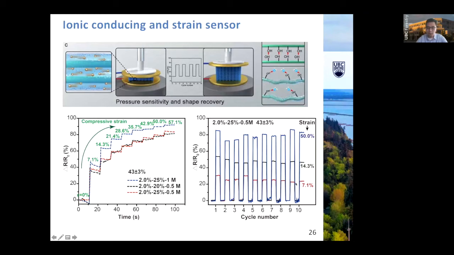Also, because it has very good shape recovery, after releasing the strain it can go back to the original state. So there's 7% strain, 14% strain, and 15% strain. In all cases, it can immediately recover to the original state, and then you can do multiple cycles.